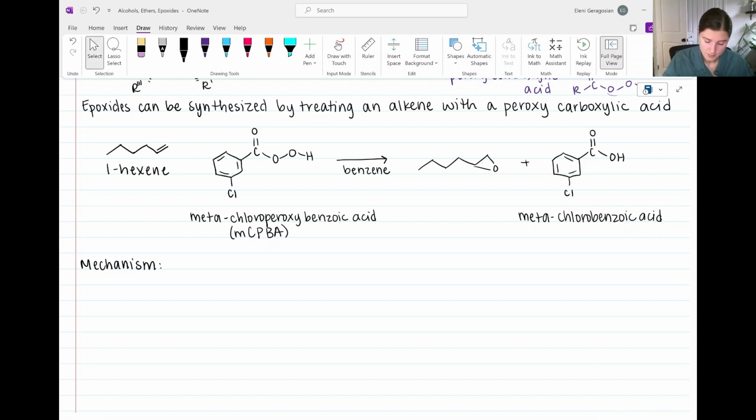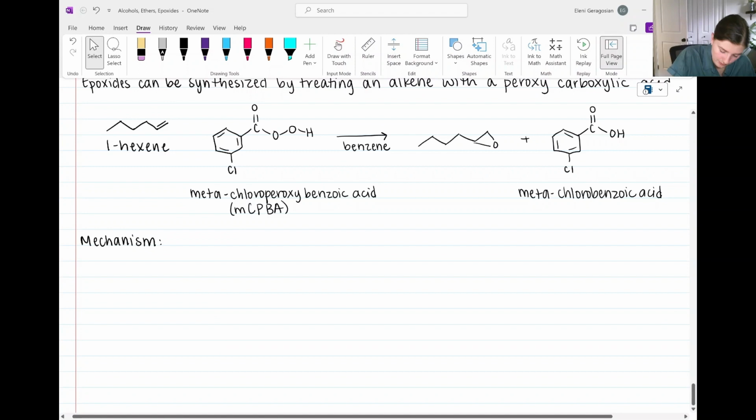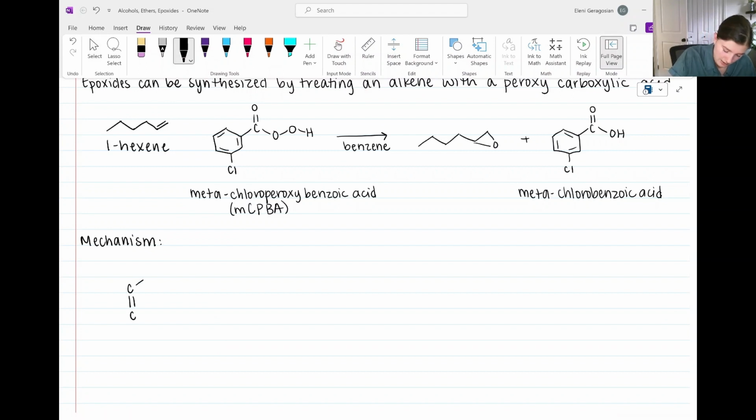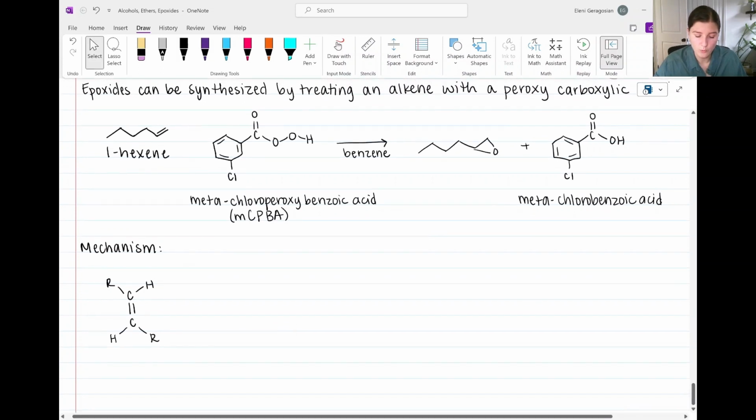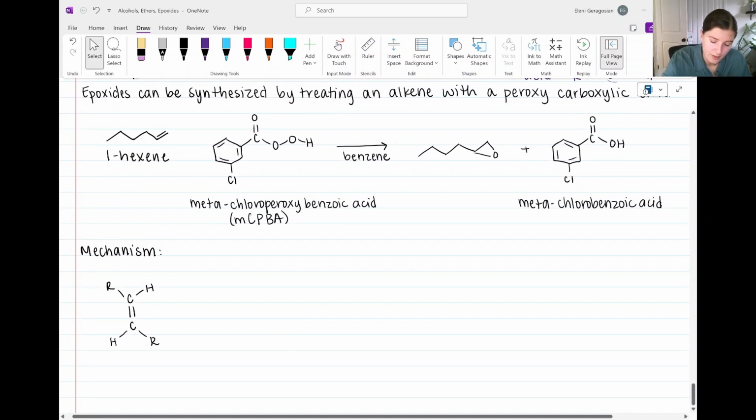For the mechanism, just to keep it simple, I will simplify the alkene. So we have carbon to carbon double bond. And then each carbon we'll say is bonded to an R group and a hydrogen. And we'll have an E alkene here to emphasize stereochemistry. I suppose before we move on, it'll be helpful to look back at this example with 1-hexene and look at that epoxide product that we drew.